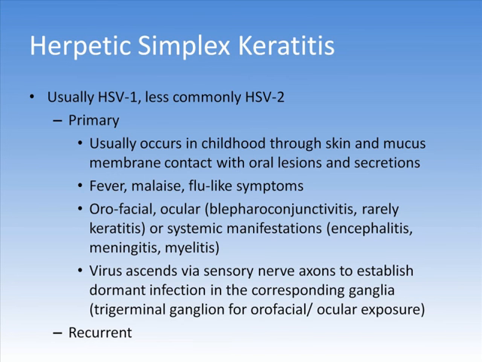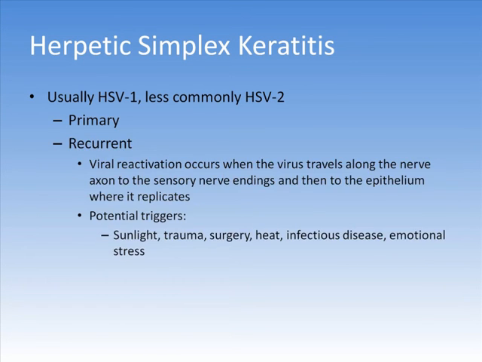The virus then ascends via the sensory nerve axons to establish a dormant infection in the corresponding ganglia. In recurrent disease, viral reactivation occurs when the virus travels along the nerve axon to the sensory nerve endings and then to the epithelium where it replicates. Potential triggers include sunlight, trauma, surgery, heat, infectious disease, or emotional stress.